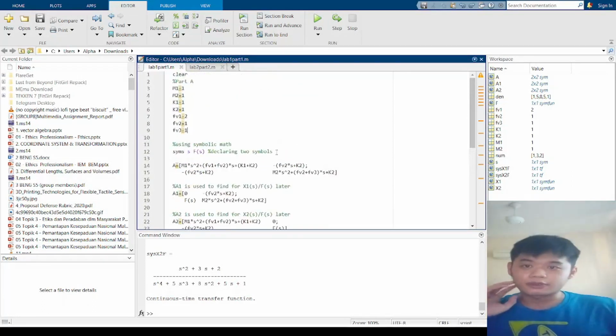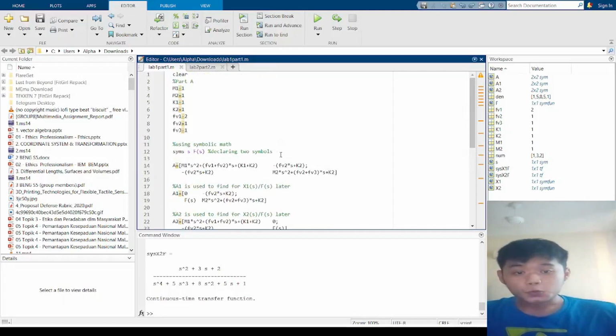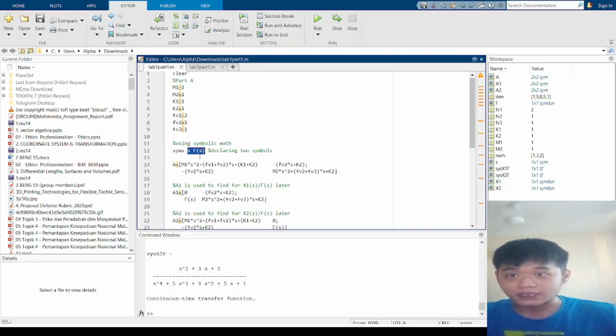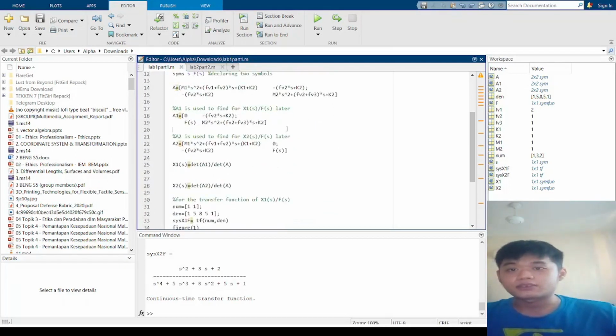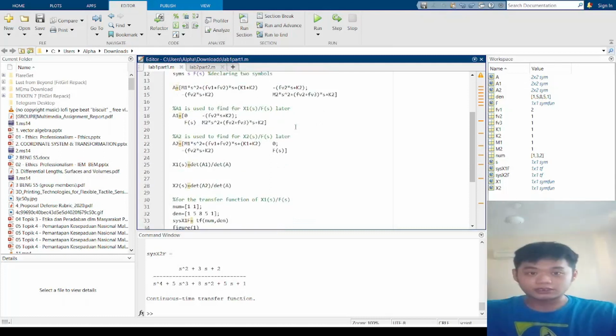Next, we're going to declare the s and Fs first, because these two will remain unchanged throughout this whole run. But in order to maintain these two, we have to put the code syms. Then, to find the normal determinant, we just simply have to take the matrix form of the answer from the calculation part and paste it here.